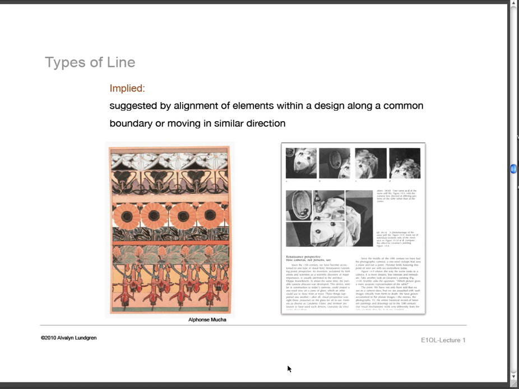So that's all alignment. And so implied line deals with things basically moving into a position, an arrangement of position that is, shall we say, uniform and very orderly.